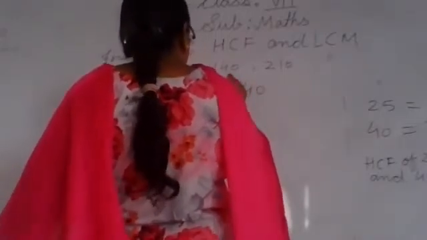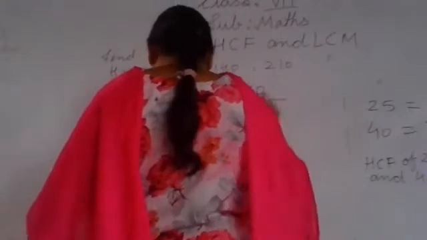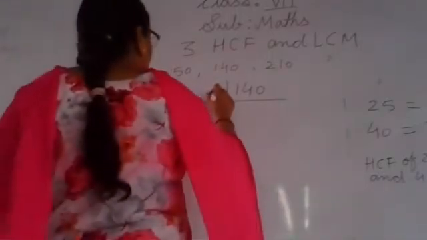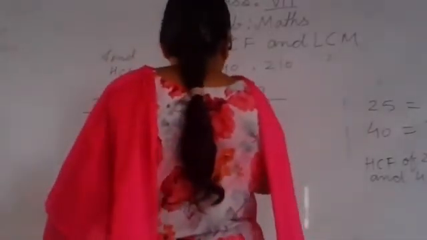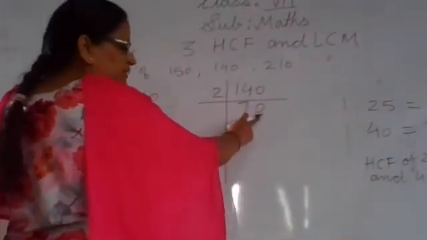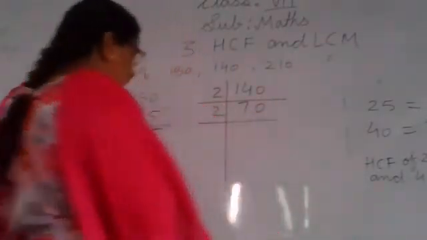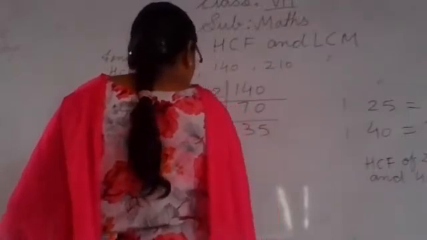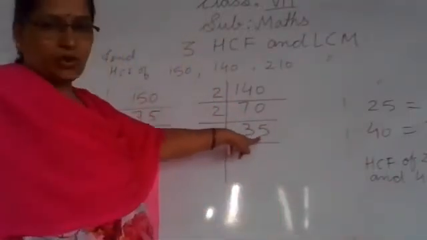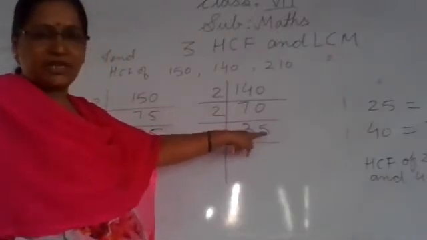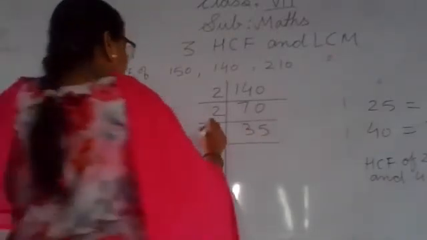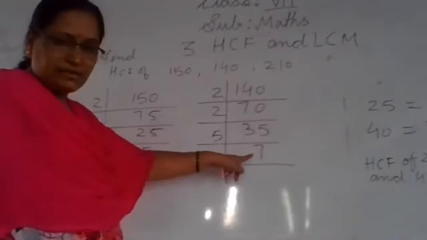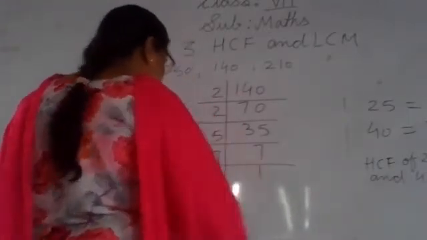140. See, beta, 140 is an even number. So again we will start with 2. 2 70s. Again it is an even number. So again we will take 2. Now 2 35s. See, beta, now it is an odd number. See the unit place, it has 5. That means it is divisible by 5. So 5 7s. Now the remainder is 7. So again we will take 7 ones are 7.